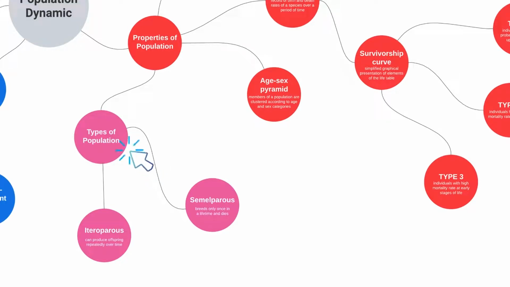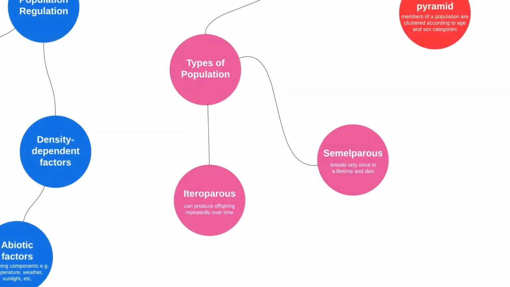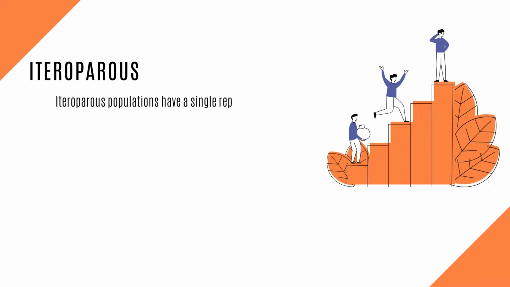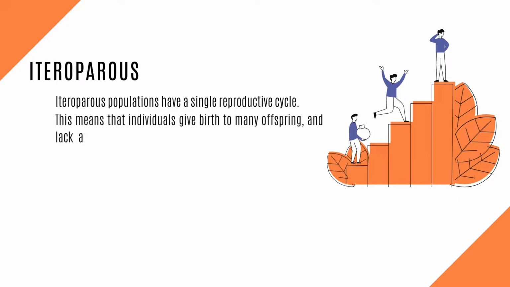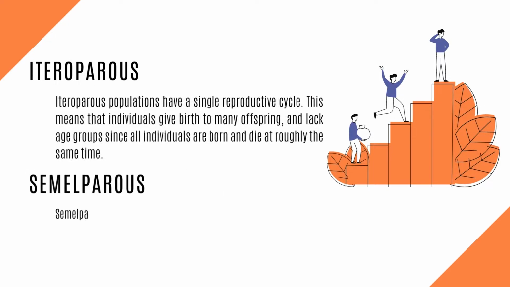An area's population consists of all individuals belonging to a single species living in this specific location. There are two kinds of population, heterophorous and semmelphorous. Heterophorous populations have a single reproductive cycle, meaning an individual can only reproduce once in their entire lifetime. This means that individuals give birth to many offspring and lack age groups since all individuals are born and die at roughly the same time.